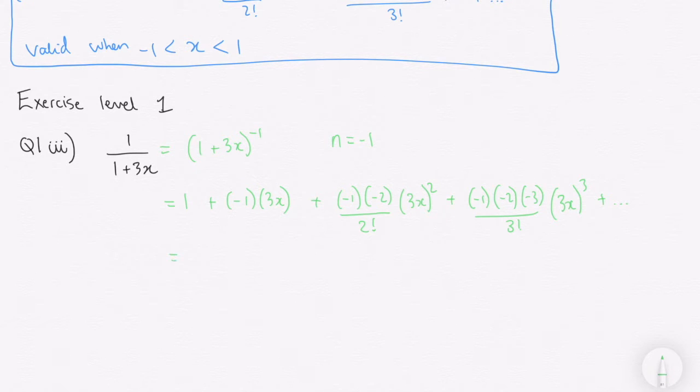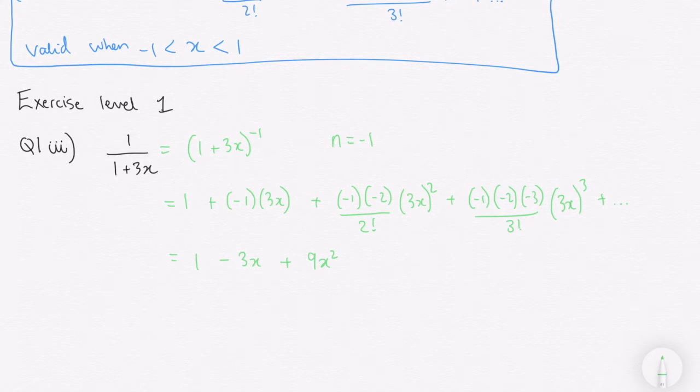Well, what is this? Well, this is 1. 3 times negative 1 is negative 3. Here we have negative times a negative, so this is positive. And notice that 1 times 2 divided by 2 factorial is just 2 divided by 2, so that is 1. So this is just 9, so 3x all squared, which is 9x squared.